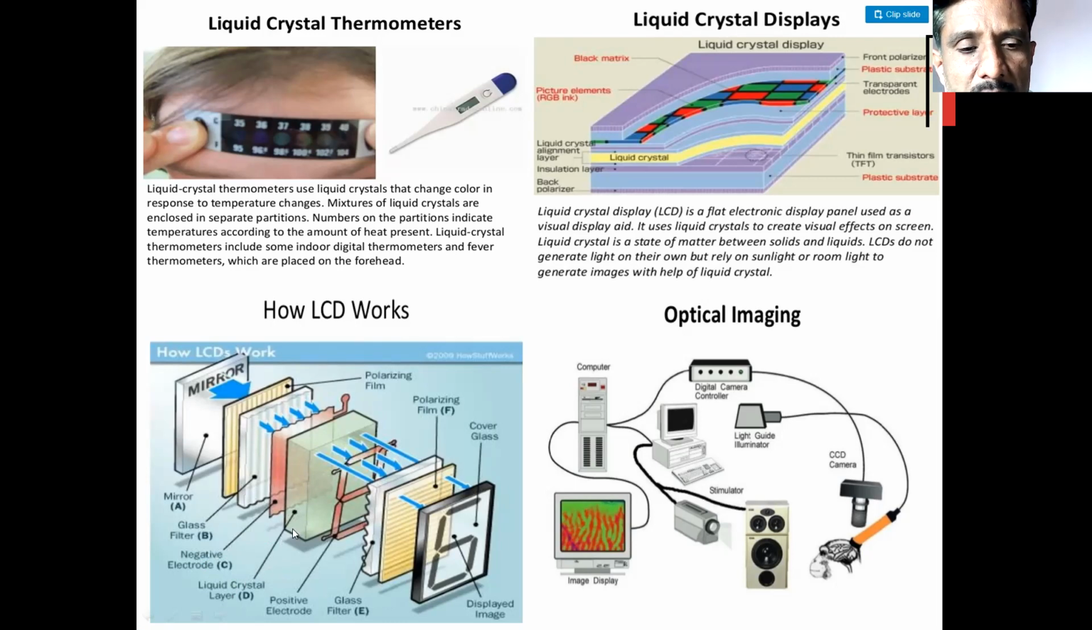This is made up of liquid crystal, then again a positive electrode, then glass, and finally at the front side, the viewer sees the displayed image. For example, a television or whatever it may be; we observe this in watches or calculators. The front side is called the display. On this display we observe numbers or a calculation, whatever it may be.